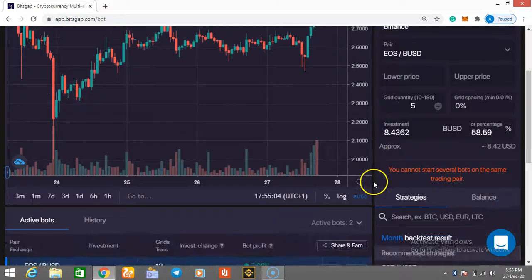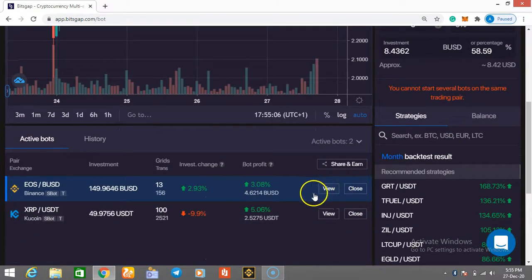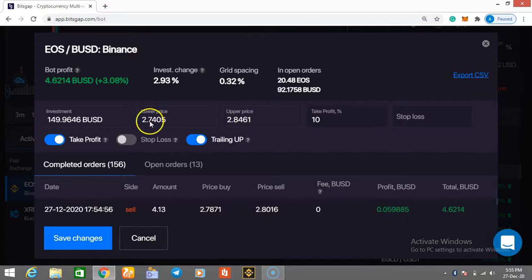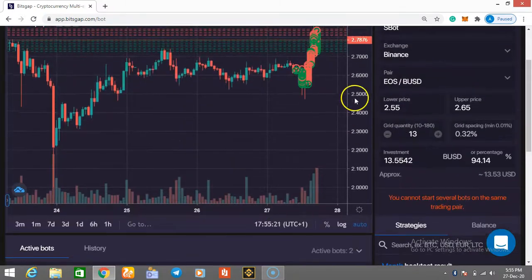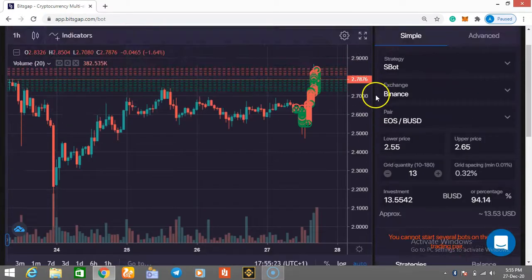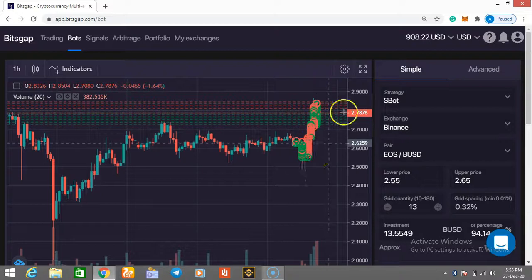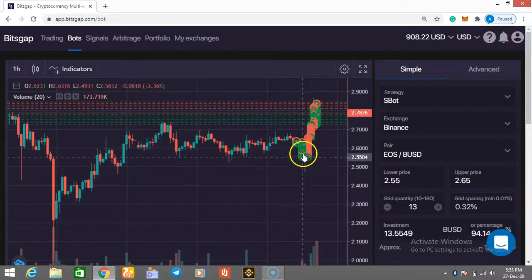My price range is this. Look at the range. The range right now is 2.7405 to 2.8461. That is the range right now. Since that is the case, once the price is fluctuating around that range, the bot will keep doing its work. It will keep buying, it will keep selling.